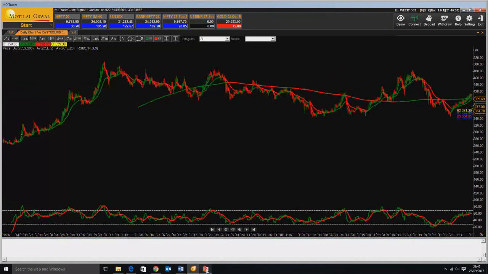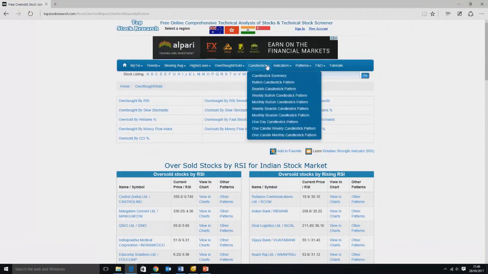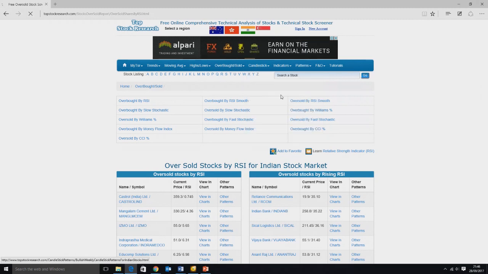Right? Okay, so let's go back to where we are. So this is another thing, and also you can have the candlesticks. You can have the summary. You can see the bullish candlestick pattern, bearish candles, weekly bearish, monthly bearish. So weekly patterns are also very nice patterns to have for swings or for the long term. So let's see weekly bullish candlestick pattern.